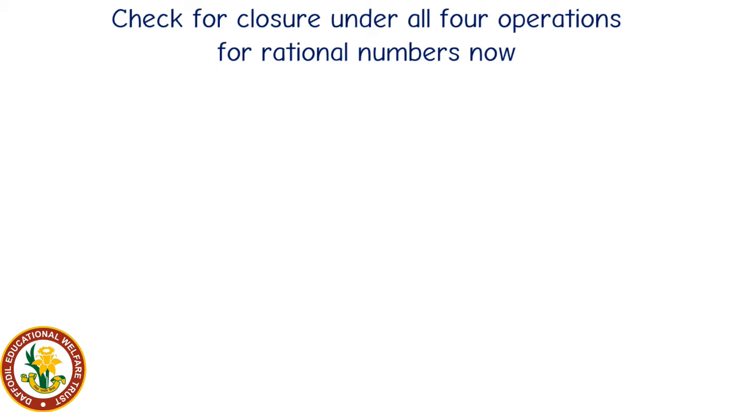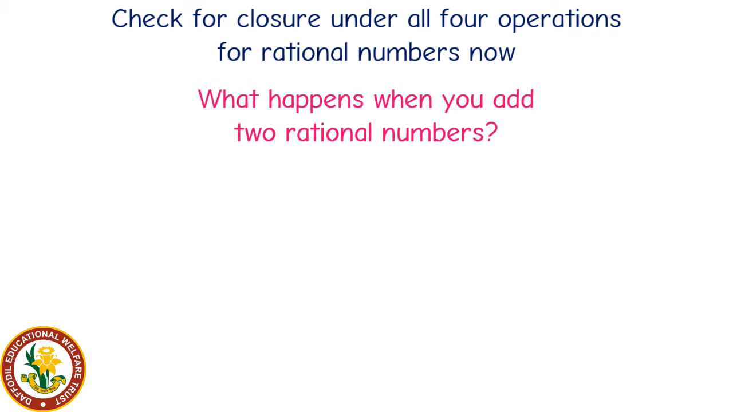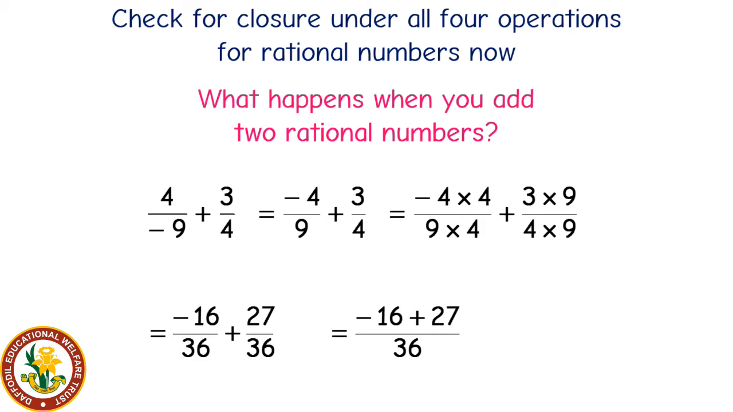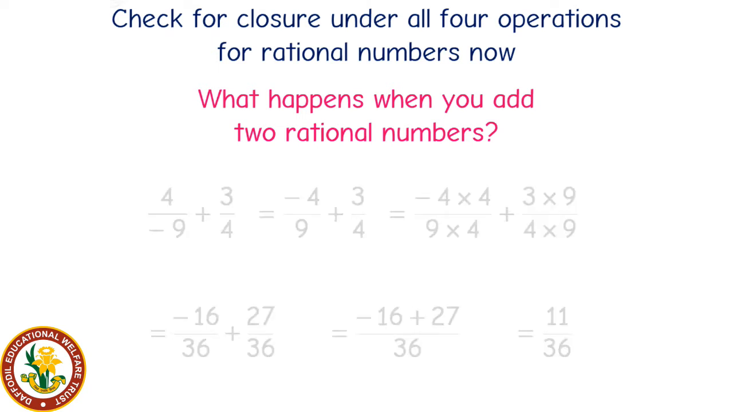Check closure under all four operations for rational numbers now. What happens when you add two rational numbers? 4 upon minus 9 plus 3 upon 4 is equal to minus 4 upon 9 plus 3 upon 4, which is equal to minus 4 multiplied by 4 upon 9 multiplied by 4 plus 3 multiplied by 9 upon 4 multiplied by 9, which is equal to minus 16 upon 36 plus 27 upon 36, which is equal to minus 16 plus 27 upon 36, which is equal to 11 upon 36.